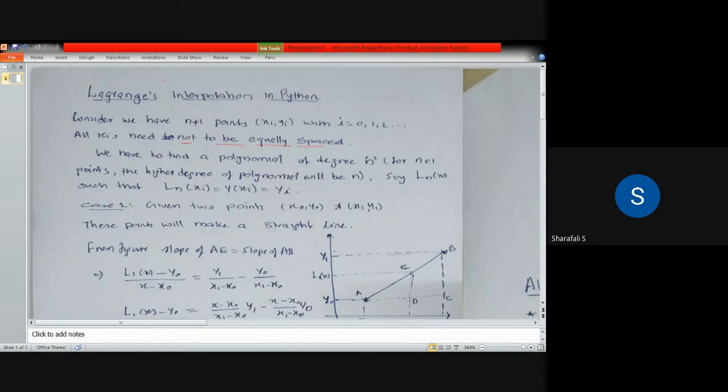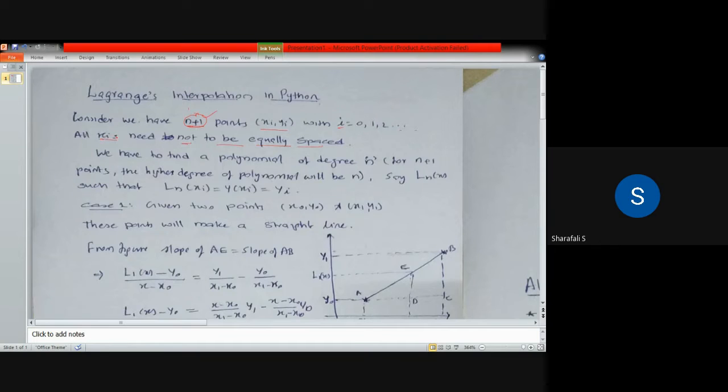Also, if you are having n plus 1 data points, as we discussed earlier, then the highest degree of your polynomial should be n. Okay, so let us consider n plus 1 data points, which are xi comma yi with i equal to 0, 1, 2, 3, etc., up to n, so that we get n plus 1 data points.